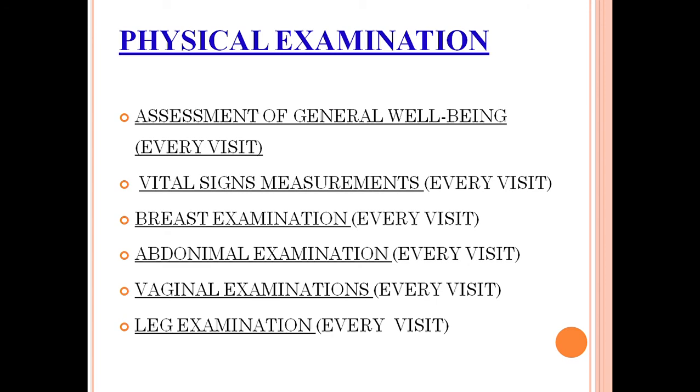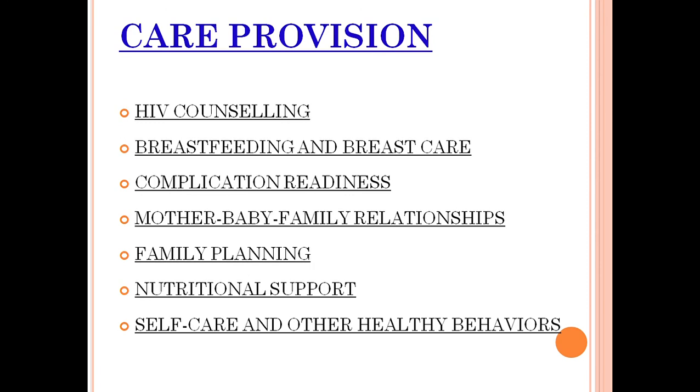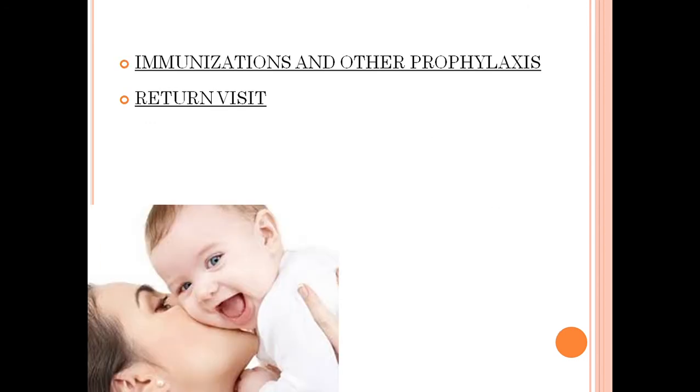Physical assessment includes general well-being at every visit, vital signs measurement, breast examination, abdominal examination, vaginal examination, leg examination, HIV counseling, breastfeeding and breast care, complication readiness, mother and baby and family relationship, family planning, nutritional support, self-care, and other health behaviors, immunization and other prophylaxis, and return visit. So today we dealt with the postnatal assessment, the objectives, the procedure, the articles used in postnatal assessment, and the BUBBLE-HE, and about the REEDA.